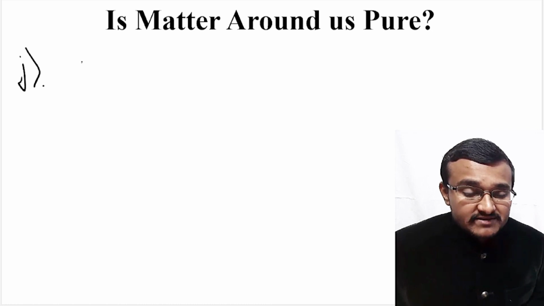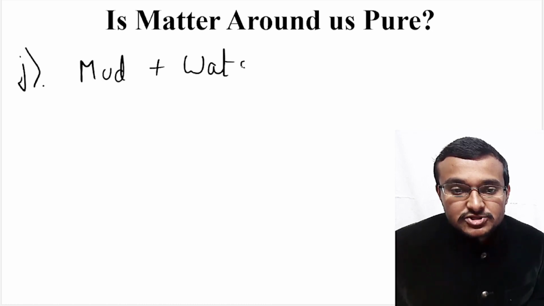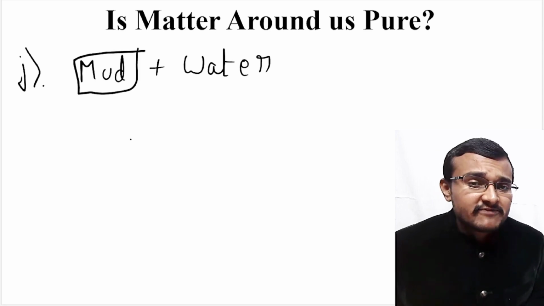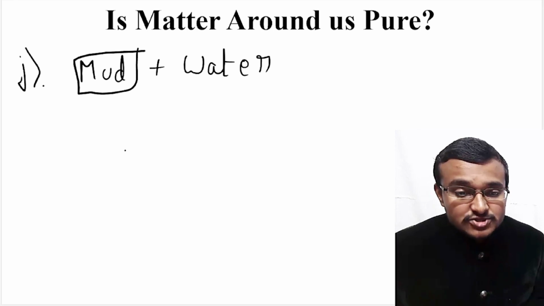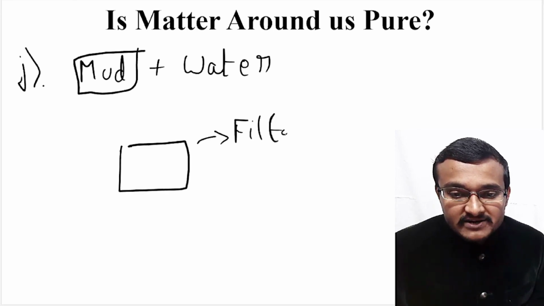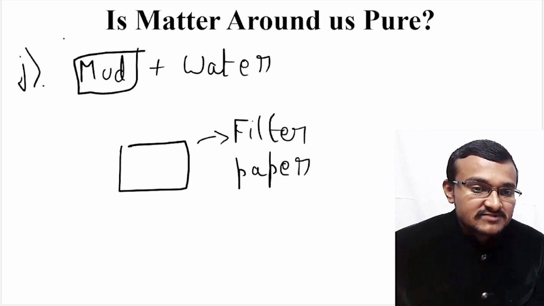Coming to the J question, mud particles, mud actually mixed in water. So how to remove this particular mud particles from water? So normal filtration process you can actually use. So you can use a filter paper. So using this particular filter paper, you can purify this particular water where water is mixed with this mud particles.